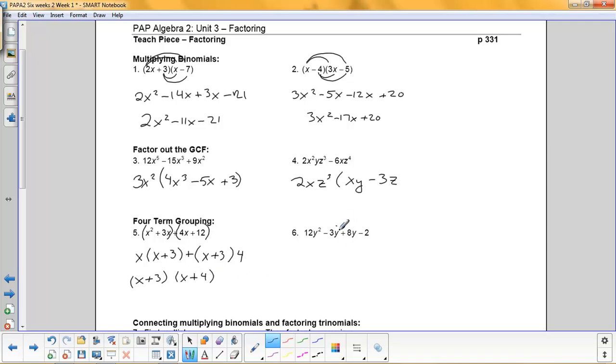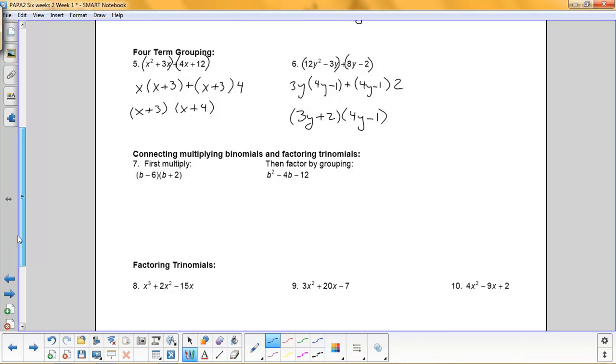All right, first two terms get a set of parentheses, last two terms get a set of parentheses. Okay, what comes out of the first is 3y. What's left inside is 4y minus 1. What comes out of the second one is 2, and what's left inside is still 4y minus 1. Group them, 3y plus 2 and 4y minus 1.